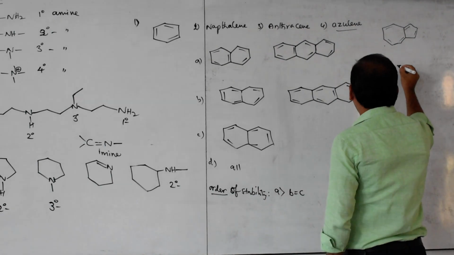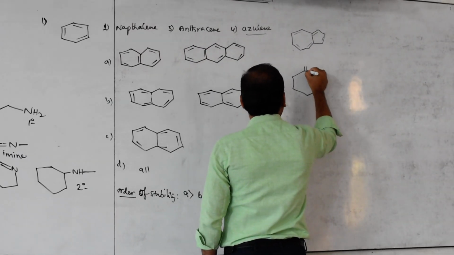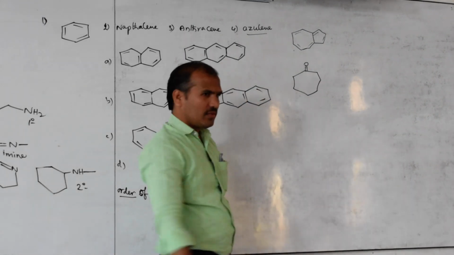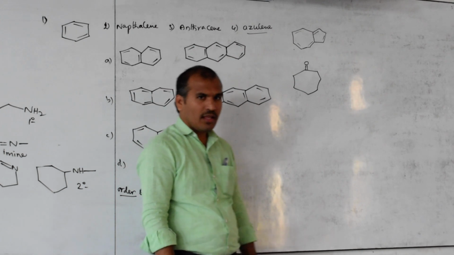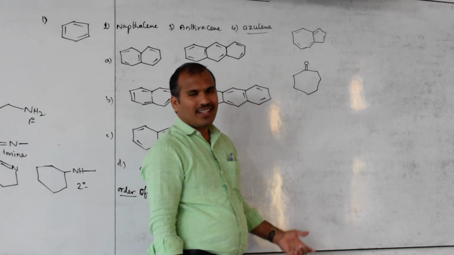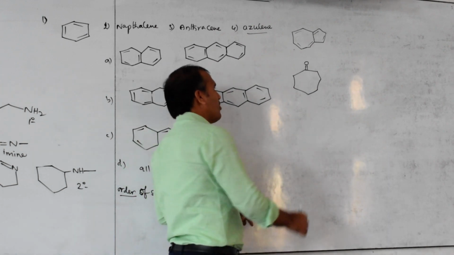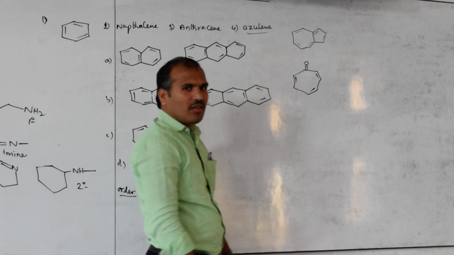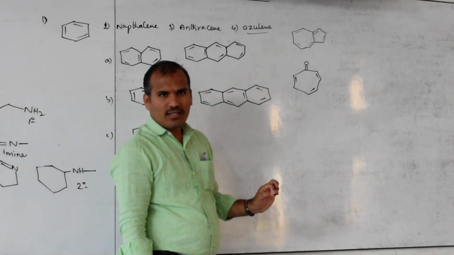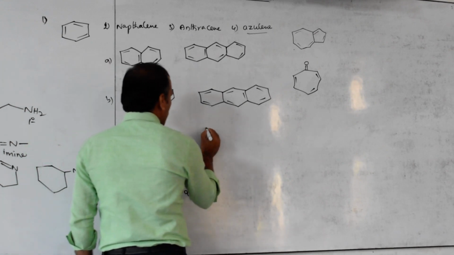Clear? If one like this is also given, how many member ring is this? 8, is it? 7. Is that benzenoid or non-benzenoid? But the double bonds are not given. If you want, put double bond, single bond, double bond. So this is also a non-benzenoid structure. Got the concept? Okay. After this, one question.